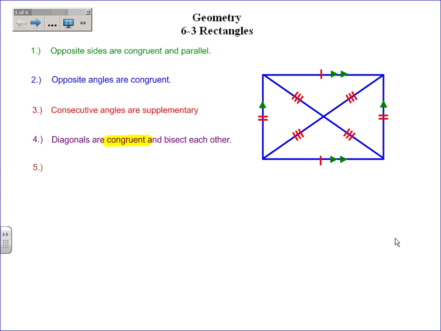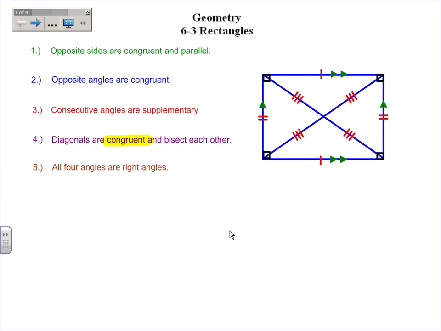All right. I think most of you probably already know number 5. That's one thing we haven't talked about yet, that you know about a rectangle already. But let's see if we can figure it out. Yeah, they're right angles. All 4 angles will be right angles. And the angles I'm talking about are the ones in the corners there. So that's what we really end up with in a rectangle.